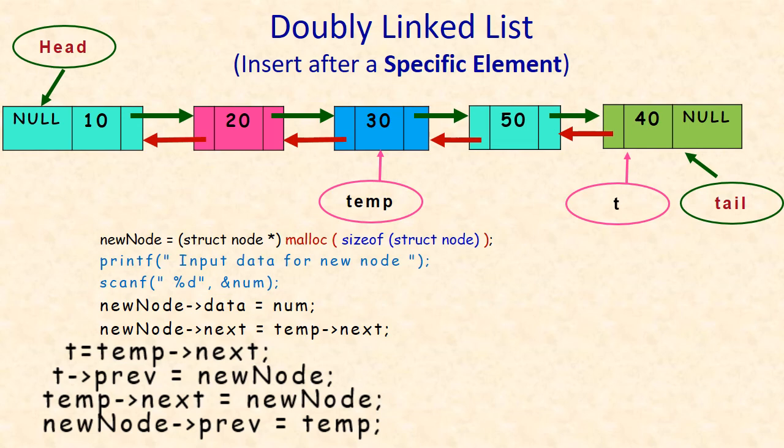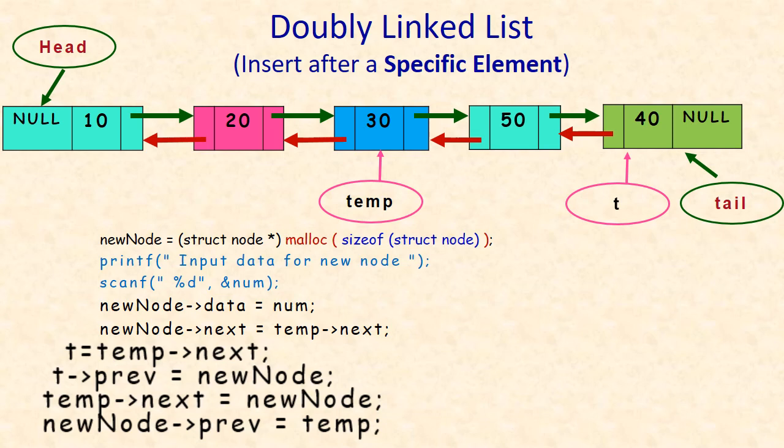Otherwise, after a specific element. Suppose you want to insert an element before an element, then you will stop traversing at the before element itself. See here you have stopped temp, otherwise you can do the same thing in a reverse manner. There you take t is equal to temp previous, rather than temp next, so that you can establish links between those two nodes. So anything is possible in a double linked list.